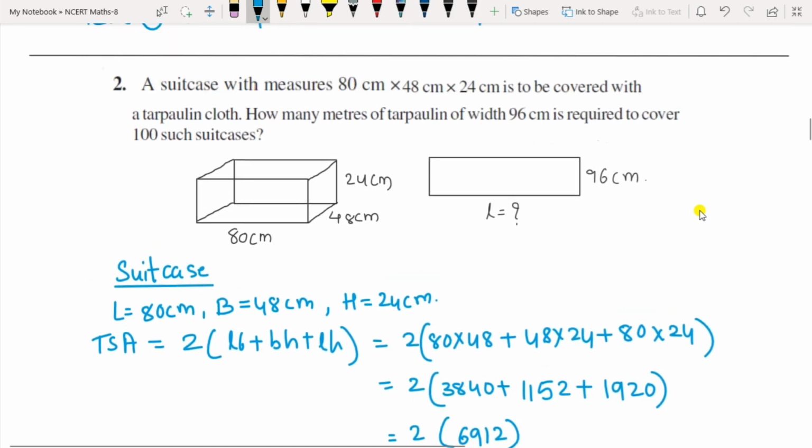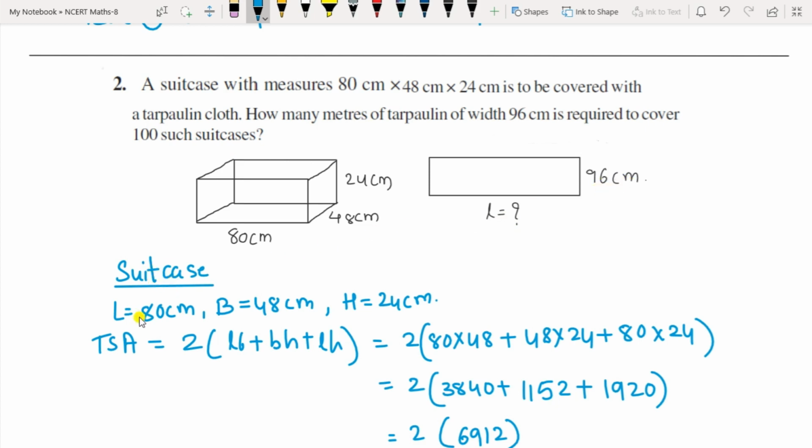Next question is a suitcase with measures 80 into 48 into 24. So this is a suitcase which measures length, breadth and height is given to be covered with a tarpaulin cloth. So this is a tarpaulin cloth. How many meters of tarpaulin cloth of width 96 is required to cover 100 such suitcases? So length of the tarpaulin cloth we don't know, and width of the tarpaulin cloth is given as 96 centimeter.